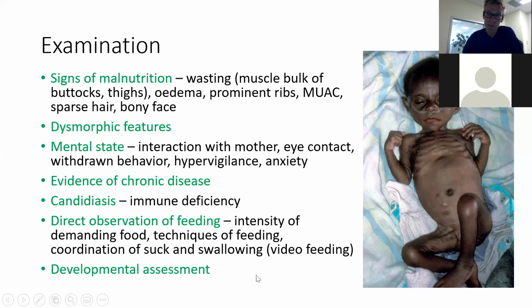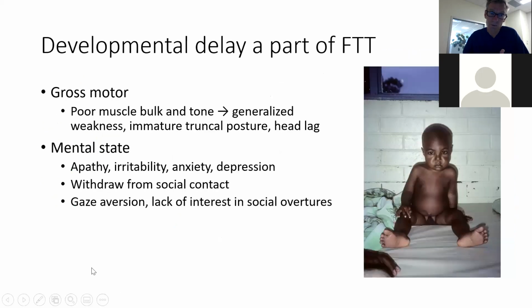And when you're assessing a child's development, the aspects that are affected by failure to thrive are all the aspects, whether it's the gross motor function or the fine motor function, less so the vision and the hearing, but the socialization is often very affected. So when you're assessing to see if a child has developmental delay associated with failure to thrive, particularly look at the gross motor function.